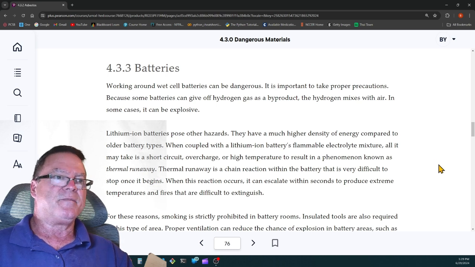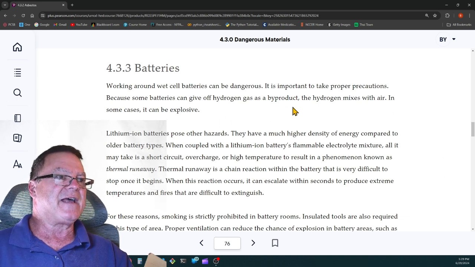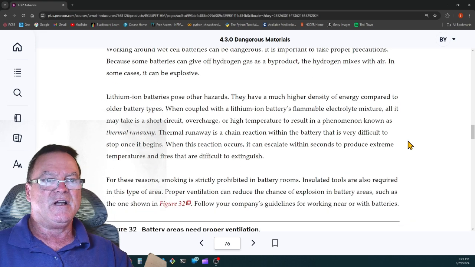4.3.3, batteries. Working around wet cell batteries can be dangerous. It's important to take proper precautions because some batteries can give off hydrogen gas as a byproduct. The hydrogen mixes with the air. In some cases, it can be explosive.